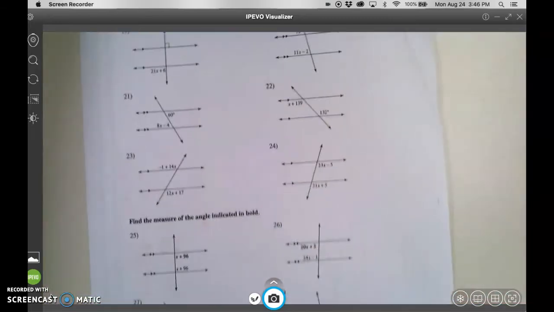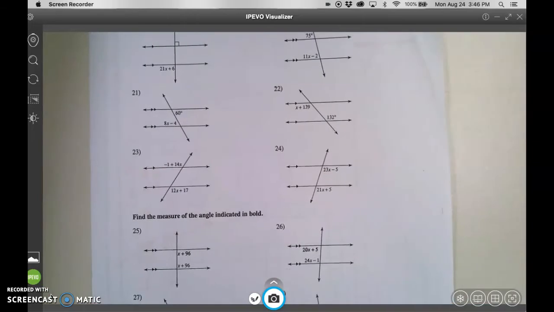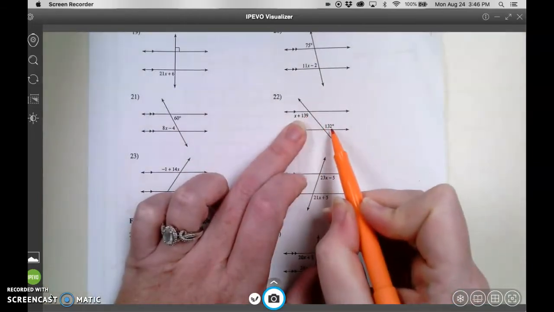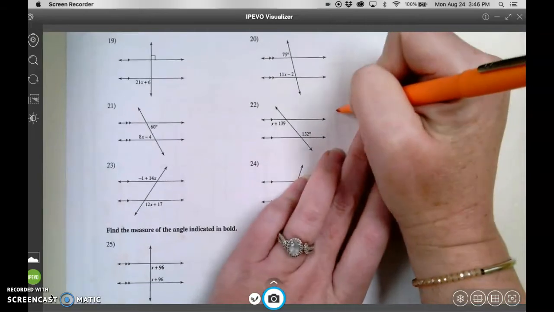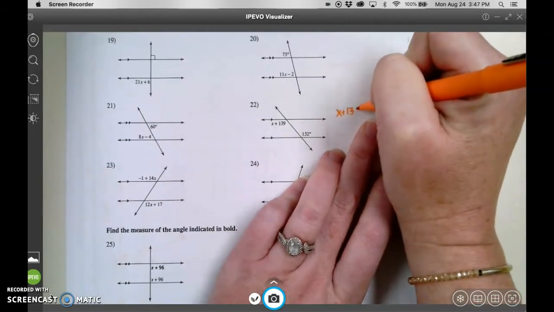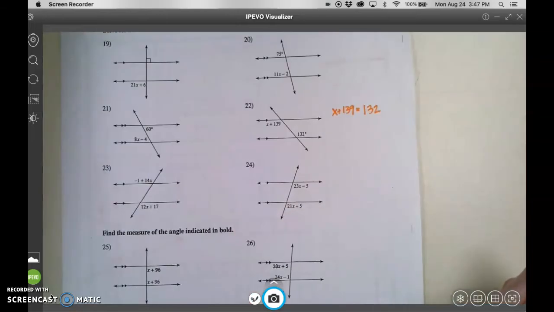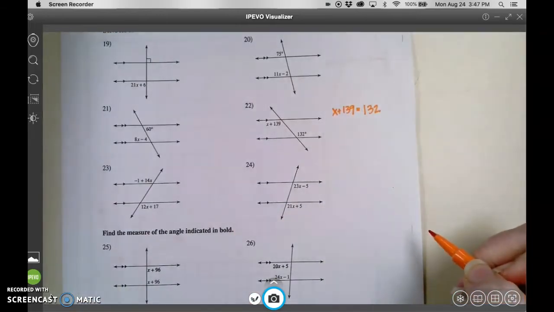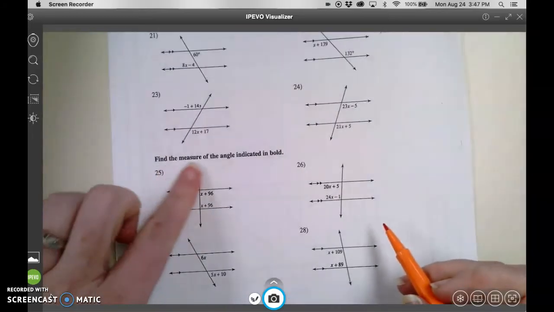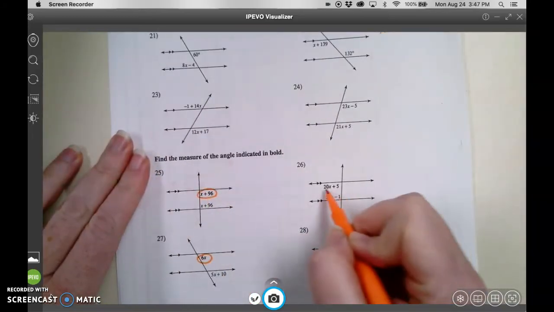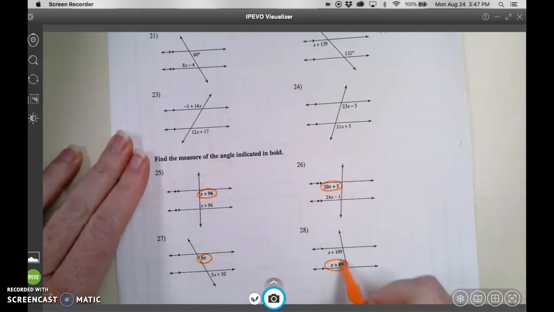Also on the back, same thing, but instead of having just numbers, you have some expressions in there. So for example, this would have been one of my circles. This would have been one of my circles. So I would have set up x plus 139 equals 132 because they were both the same shape, so they have equal measurements. So also down here, it says find the measure of the angle indicated in bold. Just because the bold ones are a little bit hard to see, I'm going to circle those for you.